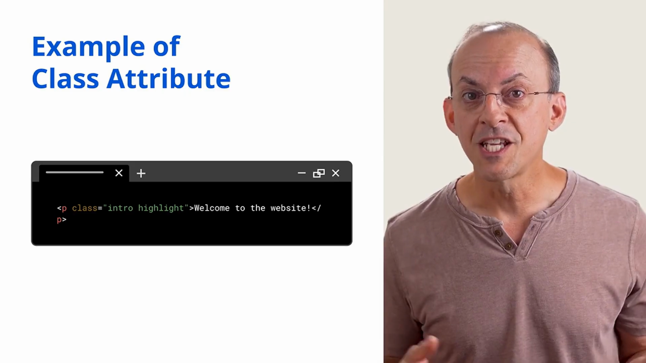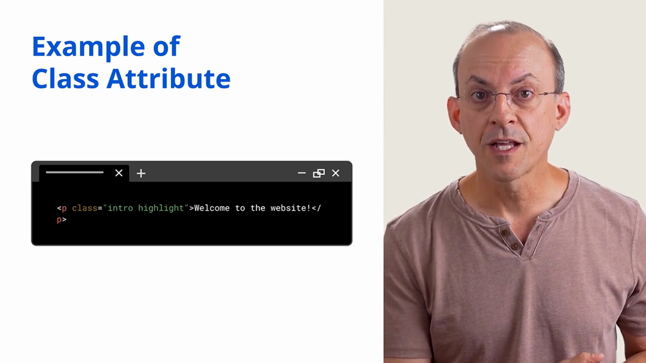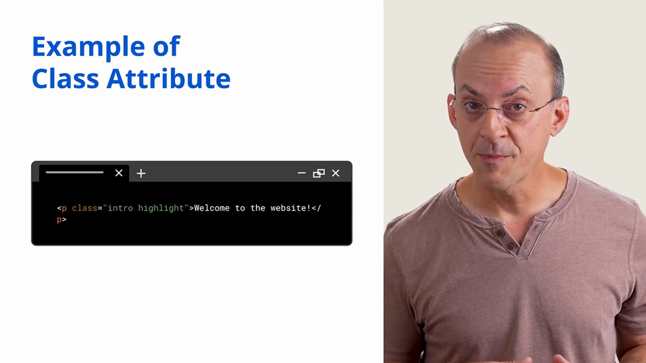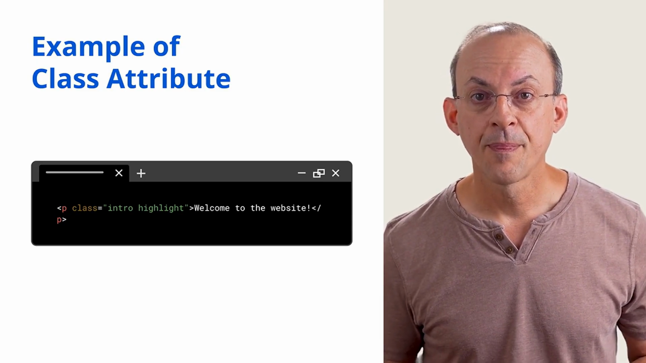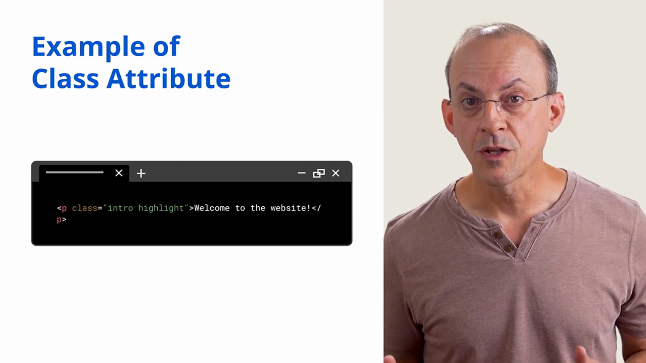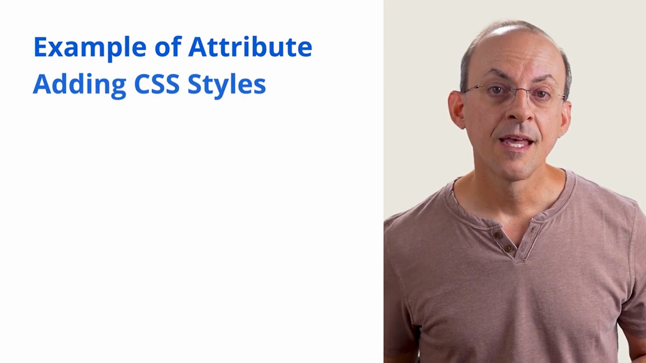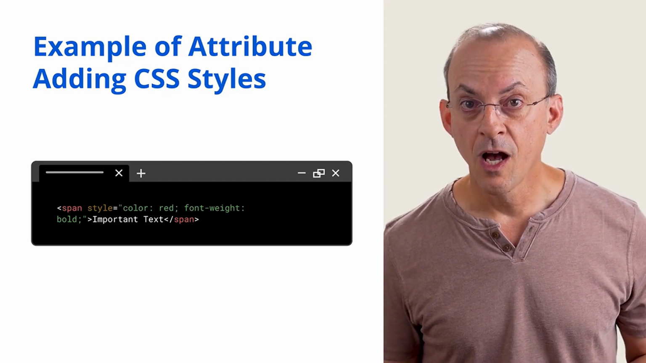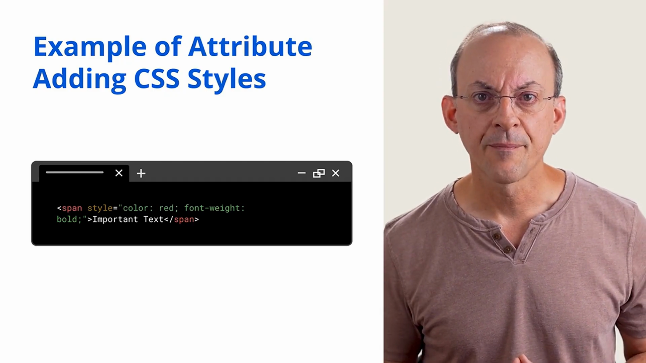In this example in the HTML code, we have a paragraph element with the class attribute set to intro highlight. The text within this paragraph is "welcome to this website." The paragraph is then closed with a closing p tag. The style attribute allows you to apply CSS directly within an HTML tag, often used for quick, specific styling.